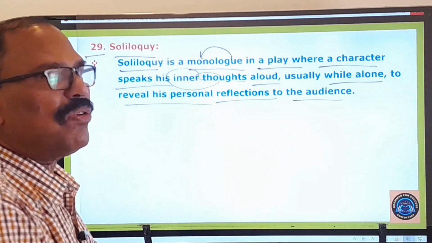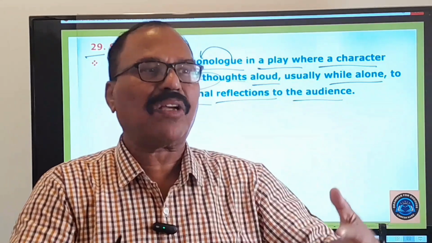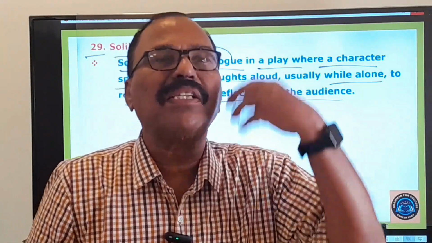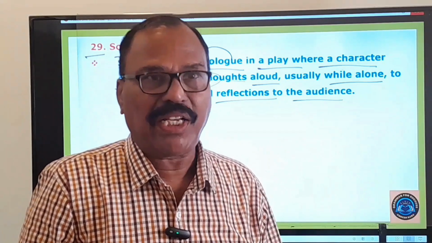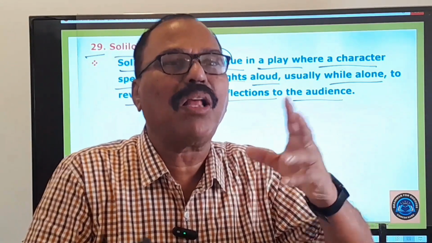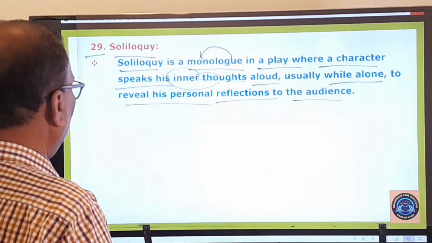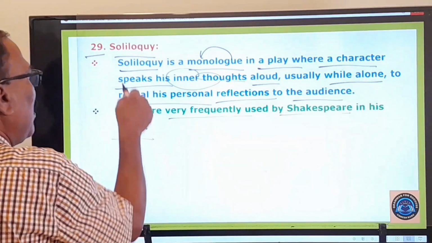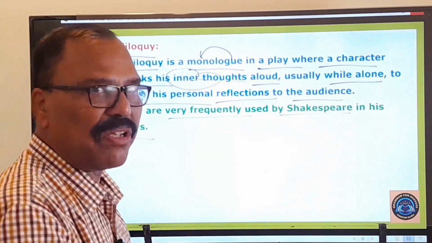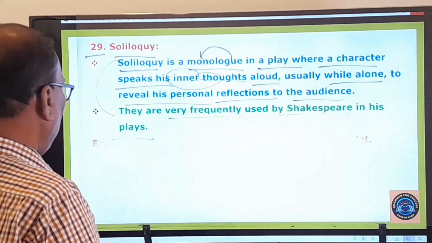So in order to introduce what is passing through his mind, the character comes onto the stage and reveals his mind to the audience when there is no other character on the stage. That speech made all alone on the stage is called soliloquy. Soliloquies are very frequently used by Shakespeare in his plays, and they are made use of very extensively in the dramas of Shakespeare, right?